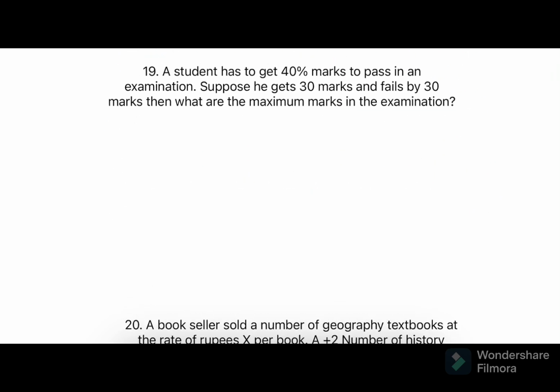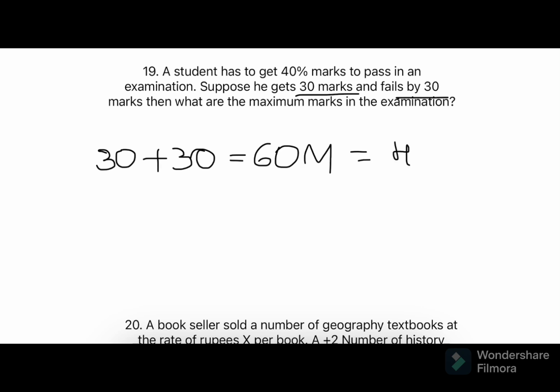Question number 19. A student has to get 40% of the marks to pass in an examination. Suppose he gets 30 marks and fails by 30 marks. Then what are his maximum marks in the examination? This is also a UPSC question in Civil Service Examination paper 2 of 2018. Very simple question. So 40% is the minimum marks to pass, just like how it happens in the masters. He has already got 30 marks, but he has failed by 30 marks, meaning 60 marks is the passing marks, which is equal to 40%.